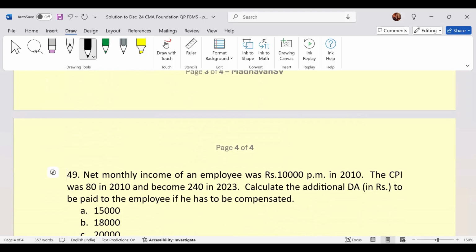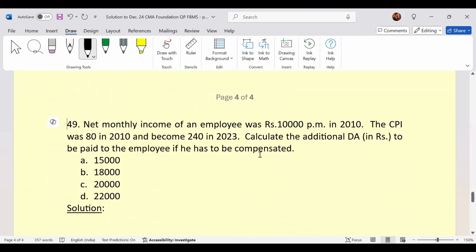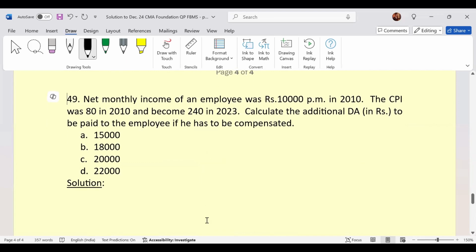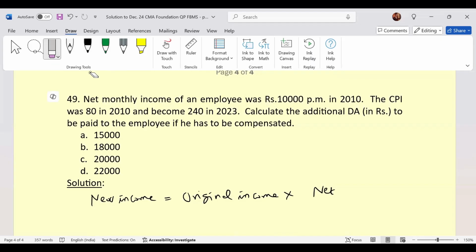Net monthly income of an employee was rupees 10,000 per month in 2010. The consumer price index was 80 in 2010 and became 240 in 2023. Calculate the additional dearness allowance, DA, in rupees to be paid to the employee if he has to be compensated. So the new income will be original income multiplied by new CPI divided by old consumer price index.